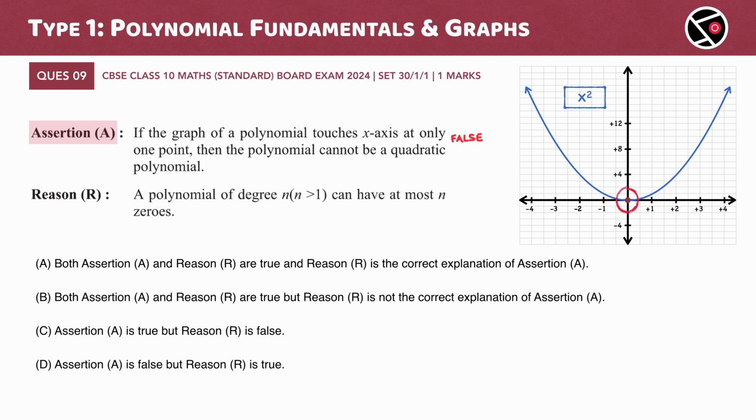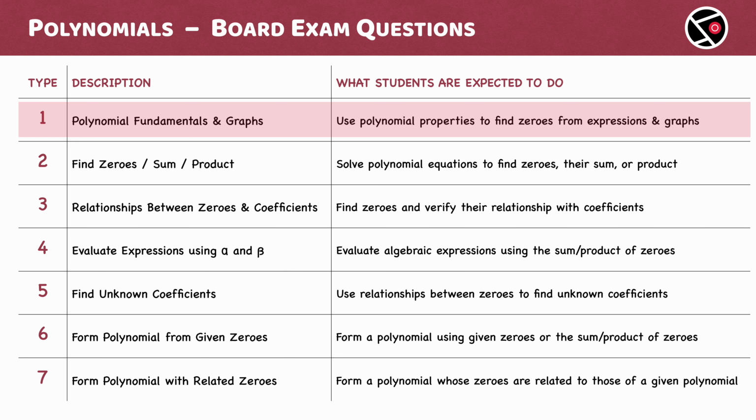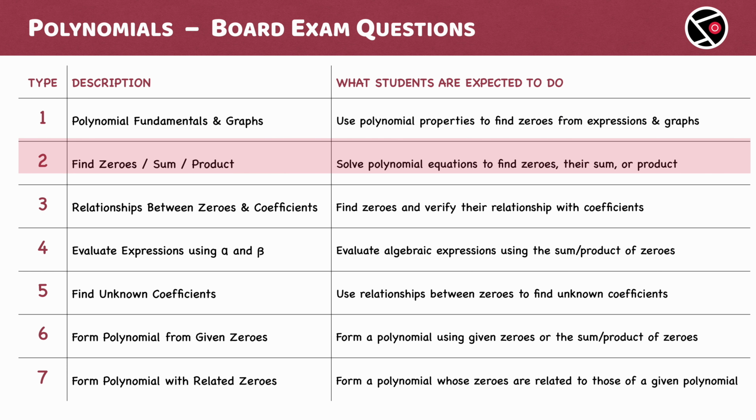Now let's look at the reason. A polynomial of degree n can have at most n zeros. This statement is indeed true. The assertion is false, but the reason is true. Option D is our choice. This brings us to the end of Type 1 questions. Let us now move to Type 2.